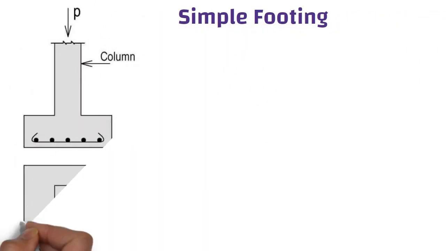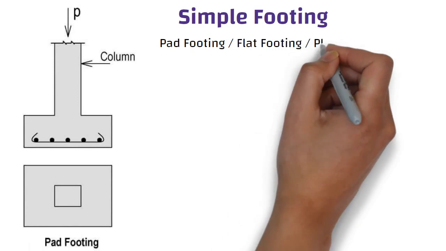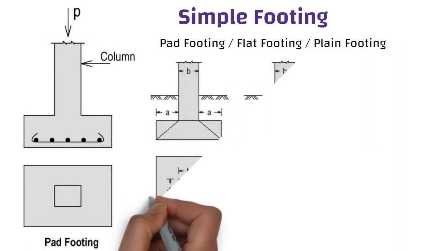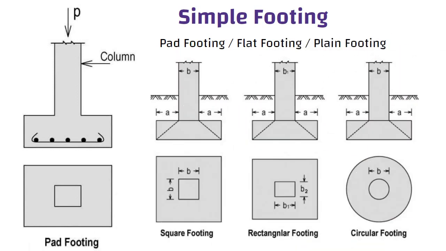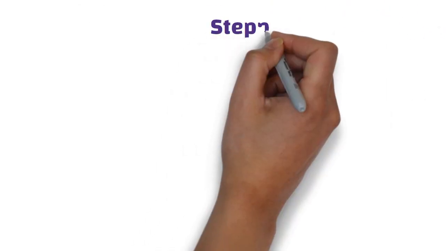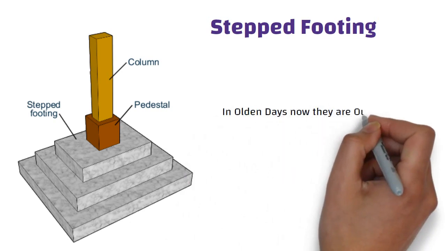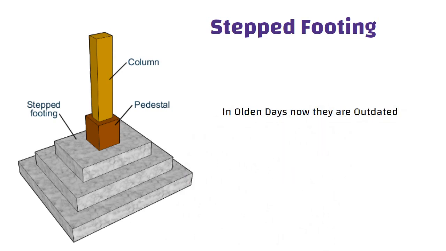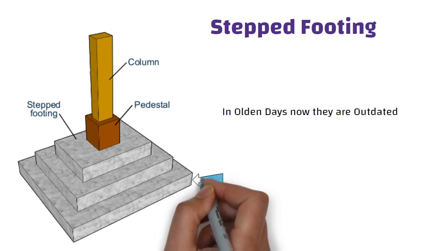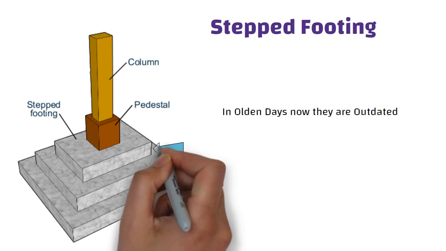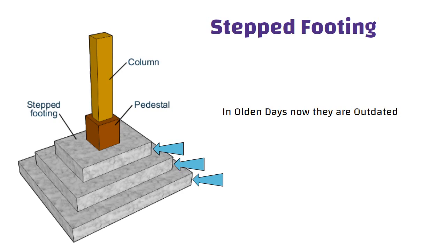Simple footing is also called as pad footing, flat footing, or plain footing. You can see in these pictures, these kind of footings can be square, rectangular, or circular in shape, which are provided under each column independently. Stepped footing. This type of footings were constructed in olden days, now they are outdated. You can see in this picture, three concrete cross sections are stacked upon each other and it forms as steps. That's why it is called as stepped footing.